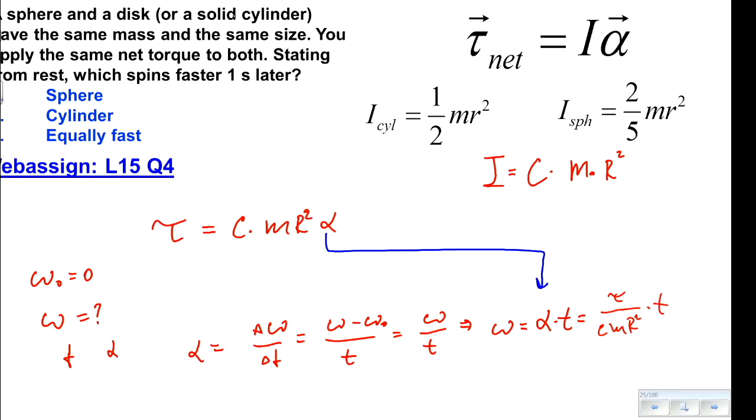The only difference in this problem between two objects is the form factor. When form factor goes up, how does it affect final angular velocity?